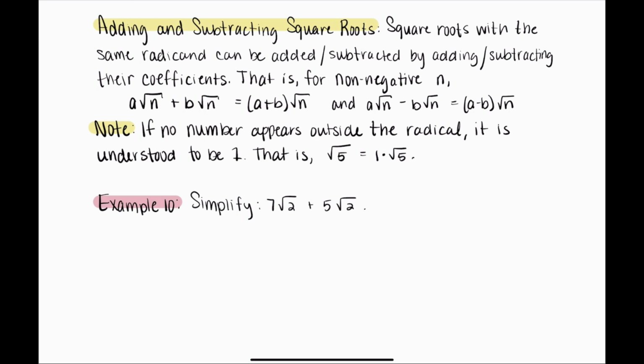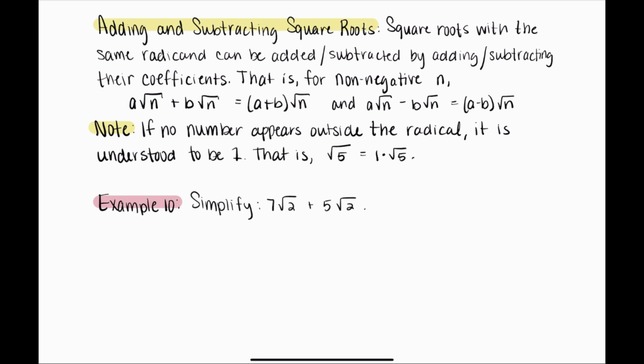For example, if we have a times the square root of n plus b times the square root of n, this is equal to a plus b times the square root of n. The same rule applies for subtraction. A times the square root of n minus b times the square root of n equals a minus b times the square root of n. This operation works because the radicands are the same.